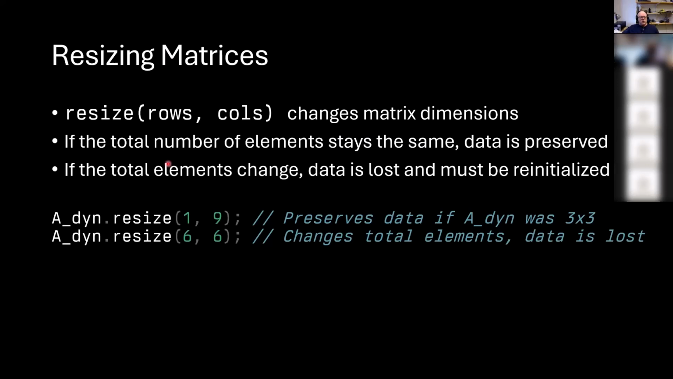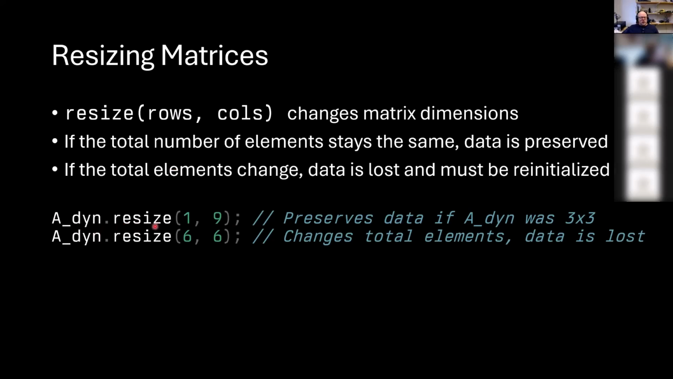You can resize the matrix using the resize method, as I said, so rows and columns. If the total number of elements stays the same, data is preserved. If the total elements change, the data is lost and must be reinitialized. So it's very similar to what you do in NumPy. It does similar things when you do reshaping and resizing.